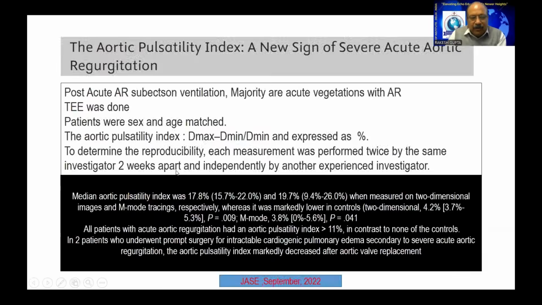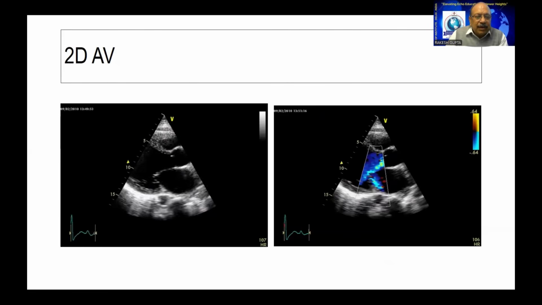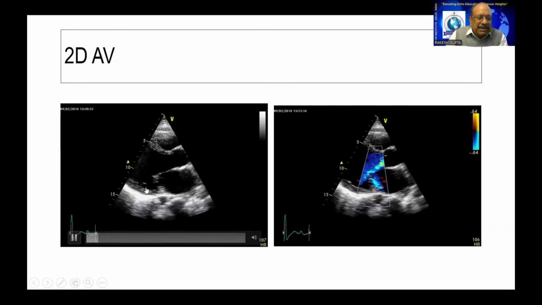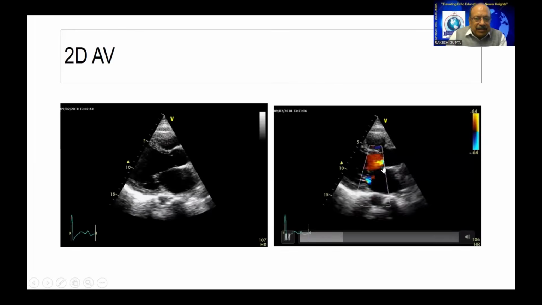Now look carefully. There is no cusp over here. Look, LV looks to be borderline dilated. When we measure, it was just 32 millimeter end-systolic dimension. And when we did a color Doppler, look, this patient has got severe aortic regurgitation. I'll show you why. If I hold this picture over here and measure this flow across this AR, this vena contracta is more than 7 millimeter in size.